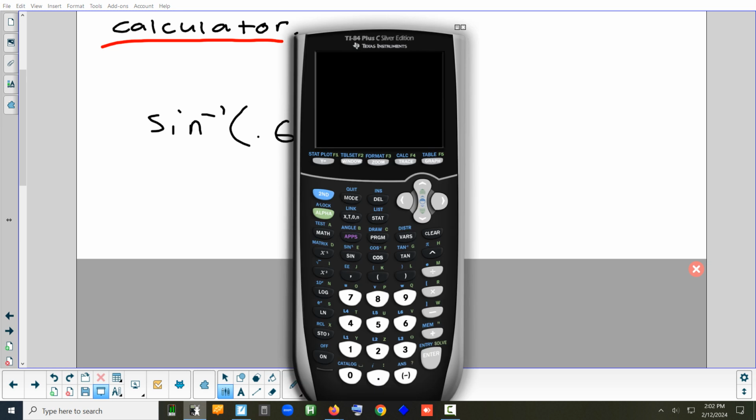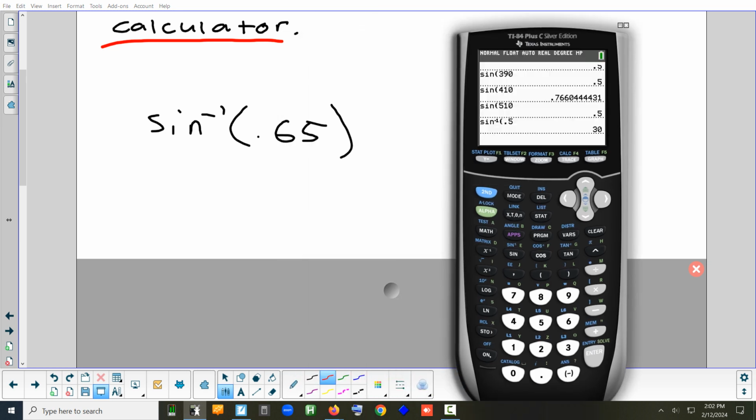So let's see if somebody can tell me how to do this. First, can someone read that to me? What does it say? The inverse sine of 0.65. It says the inverse sine of 0.65.